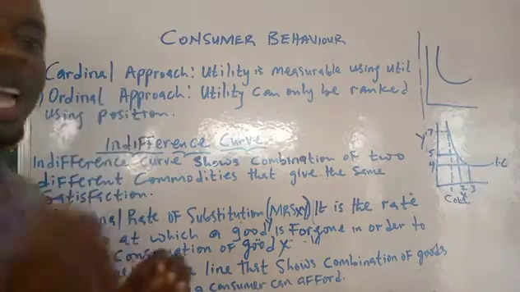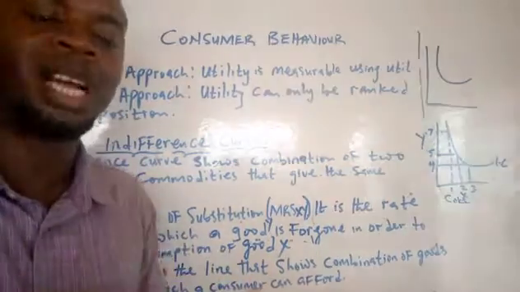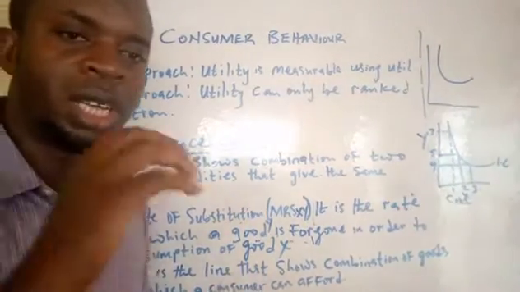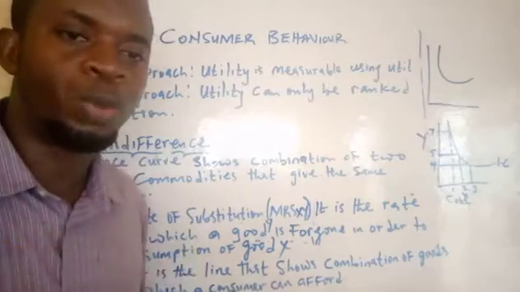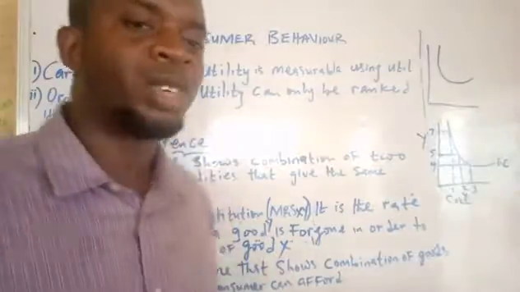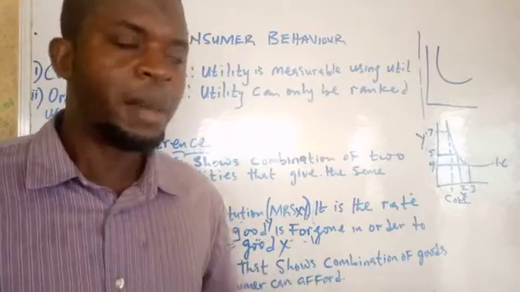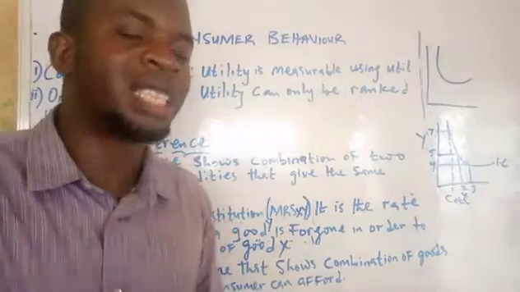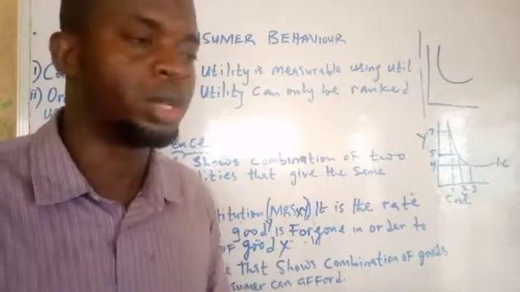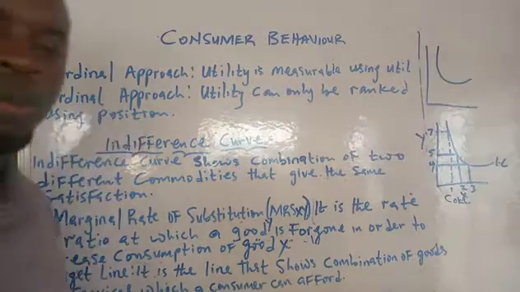Cardinal approach says that any satisfaction you get from consumption of goods or service, you can attach a number to it. For instance, you take a sip of water, you can attach a number to that satisfaction you get from the sip of water, saying that from this sip of water I have 10 utils, 4 utils, 6 utils, meaning that you can attach a number to any satisfaction you get from consumption of any good. Okay? Then ordinal says no, it's not possible.